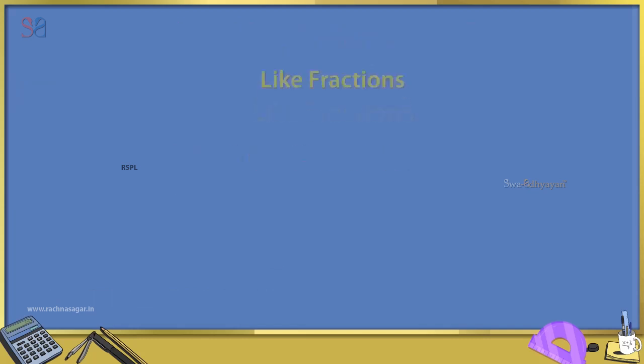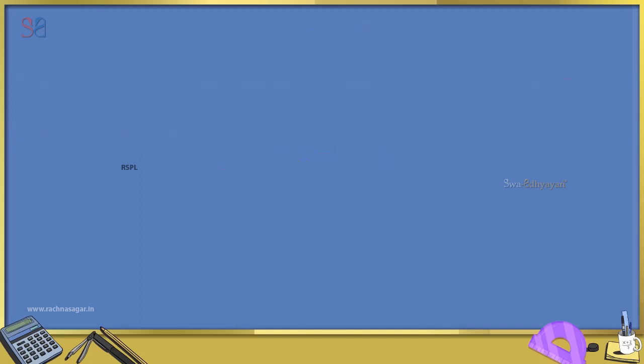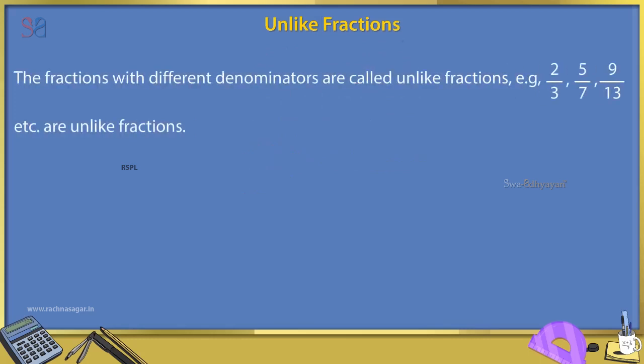Like fractions. The fractions with the same denominator are called like fractions. Example, 5/15, 3/15, 7/15 are like fractions as they have the same denominator. Unlike fractions. The fractions with different denominators are called unlike fractions. Example, 2/3, 5/7, 9/13, etc. are unlike fractions.